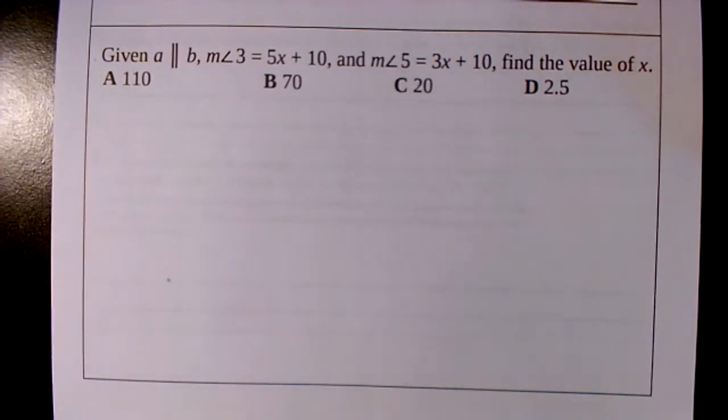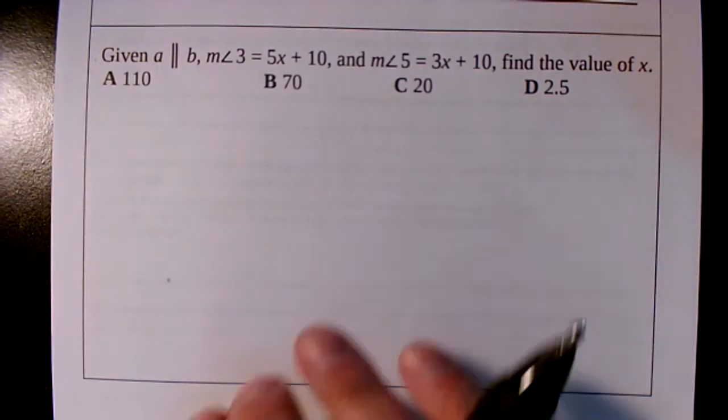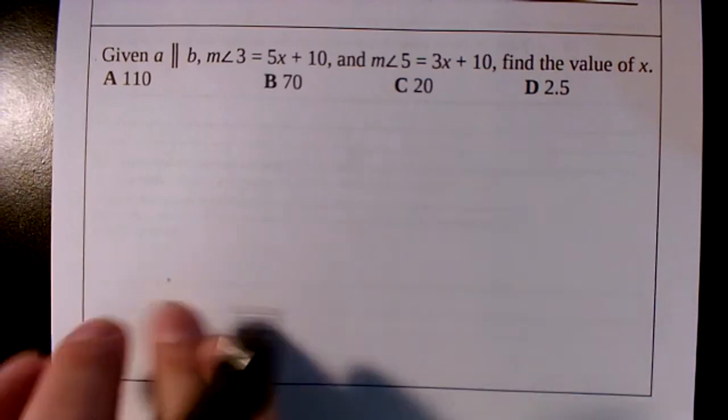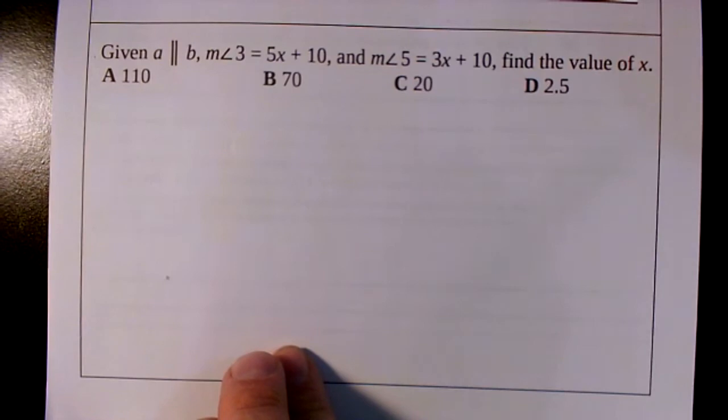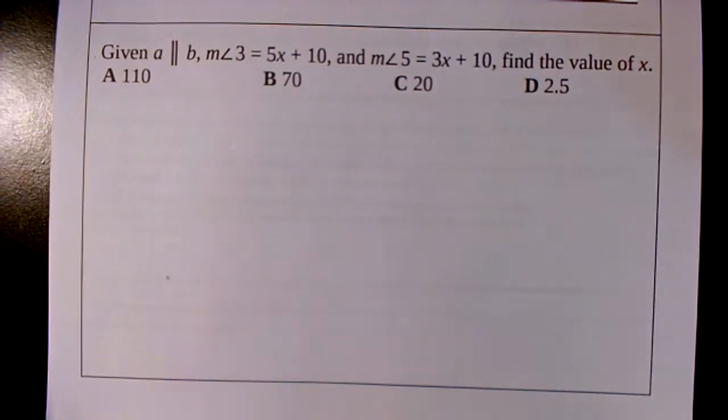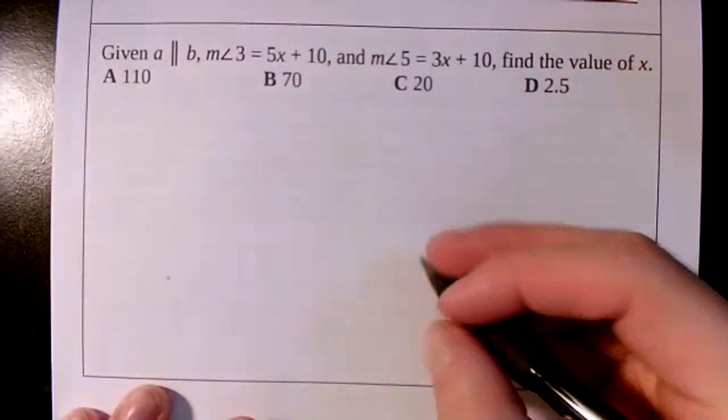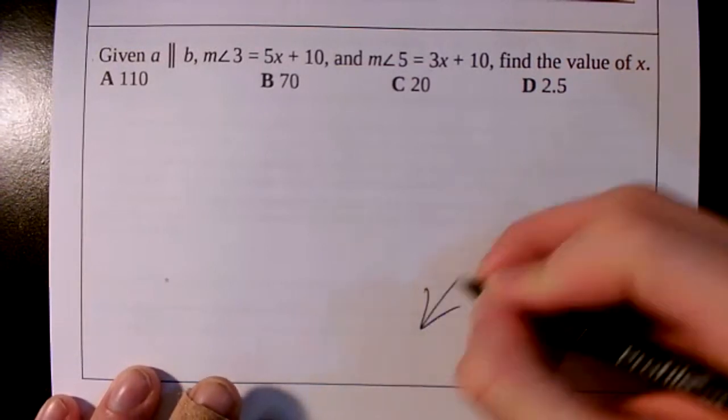Given that A is parallel to B, the measure of angle 3, hold on. How do I know what 3 and what 5 are? I wonder if when I copied and pasted this, I forgot a picture. I must have. All right, well, I'll tell you what. I must have forgotten a picture, so let's just have fun.